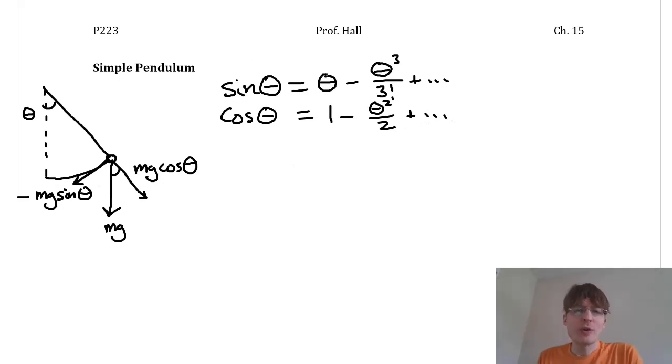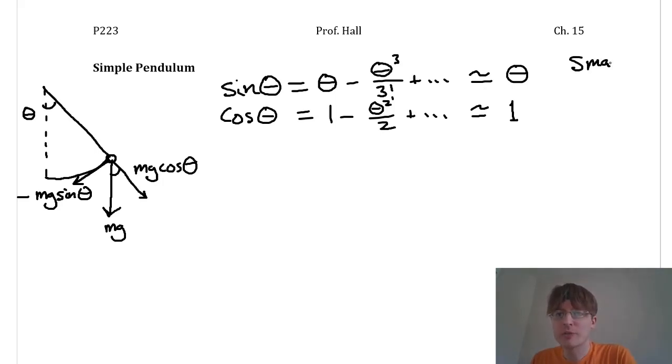However, if theta is very small, then theta cubed is super small, and you might as well ignore it. So for very small angles, sine of theta can be approximately written as just theta. Remember, this only makes sense in radians. Sine of 5 degrees is not approximately 5. That makes no sense. It works, however, when you plug in theta in radians. And cos theta is very nearly just 1 for very small angles. We call these the small angle approximations. When are they valid? When theta is small, small meaning less than about 10 degrees.